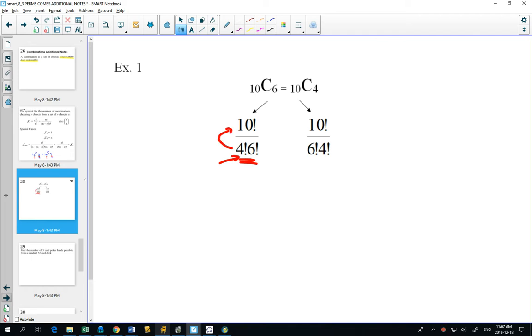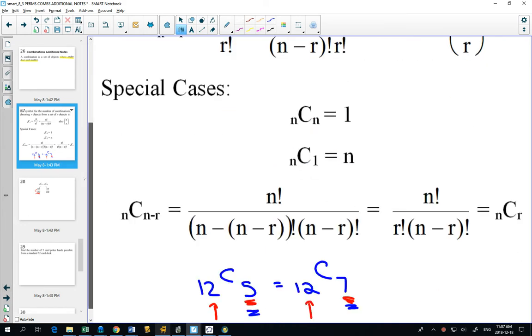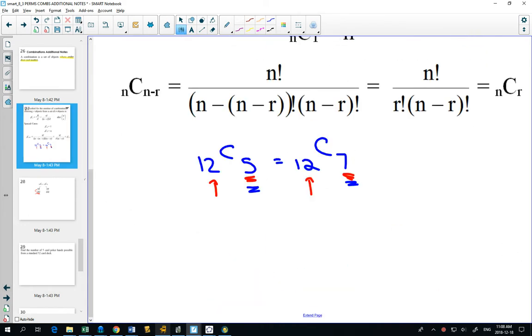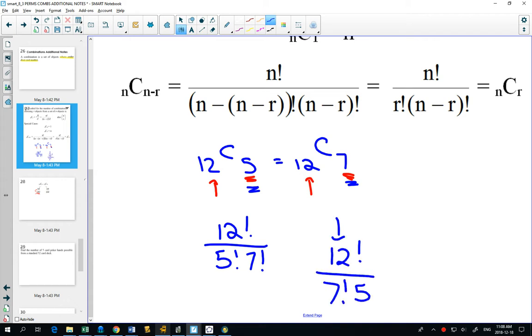So if we go back to 12 choose 5 and 12 choose 7, this will be 12 factorial over 5 factorial, and then has to be 7 factorial to add up. This one will be 12 factorial over 7 factorial, and then 5 factorial to add up to 12. And so you can see why they're the same.